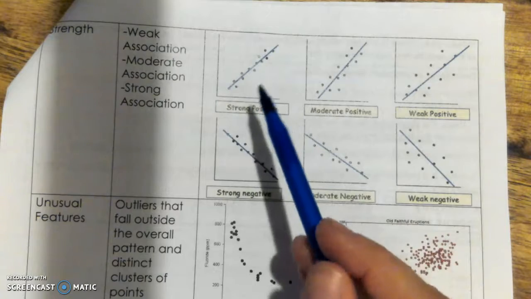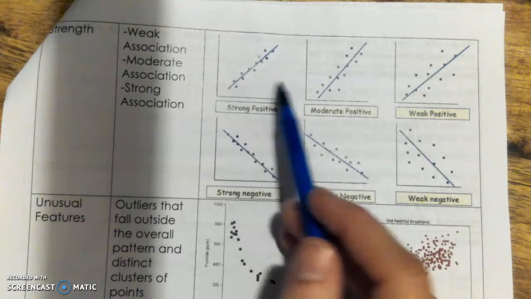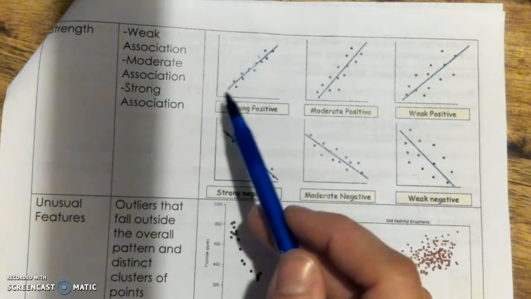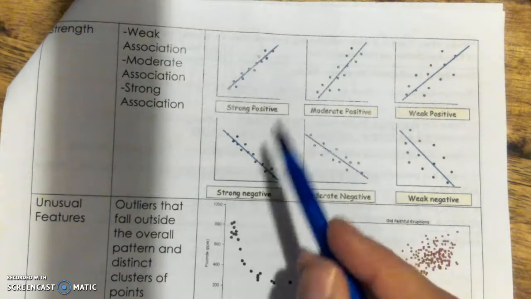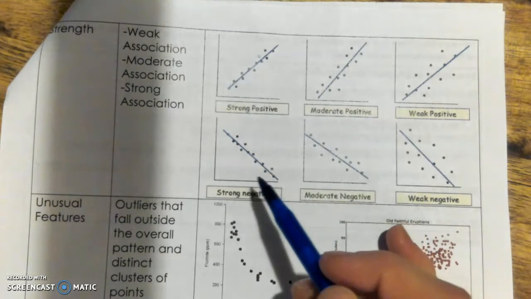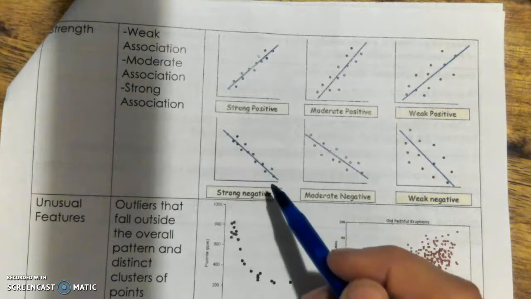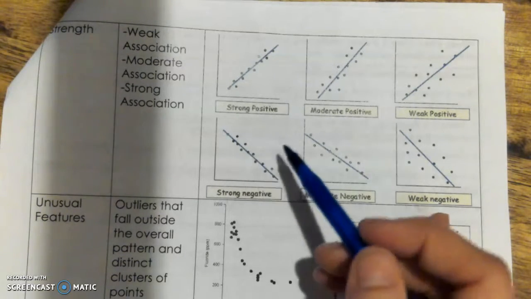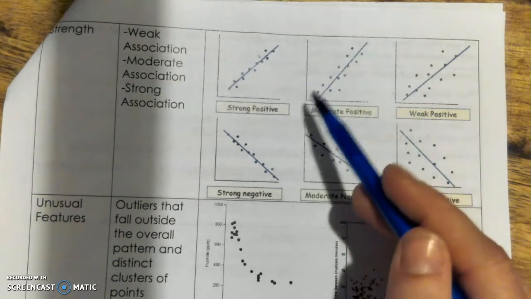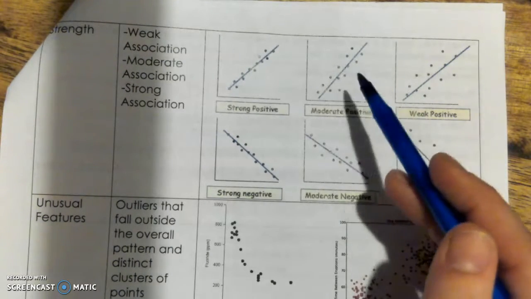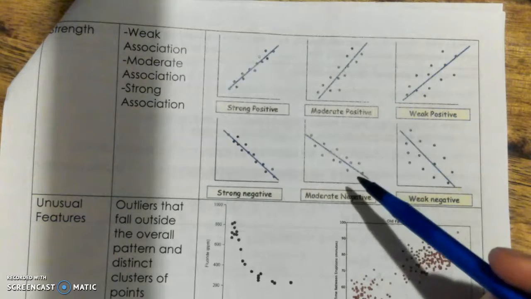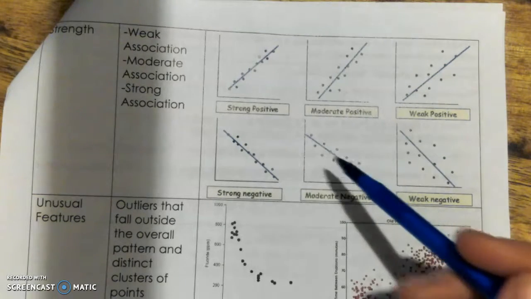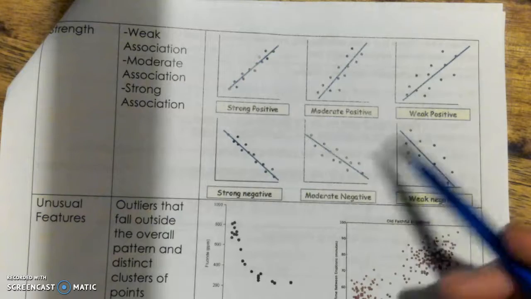Now we know this is positive because we're reading it like a book from left to right and it's going up, just like a positive slope would in algebra. Here it's a negative correlation because from left to right it's going down. So strong positive, strong negative, the dots are more close together. Moderate positive, it's going up from left to right and the dots are a little bit further apart. Same with moderate negative, it's going down and the dots are a little bit further apart.